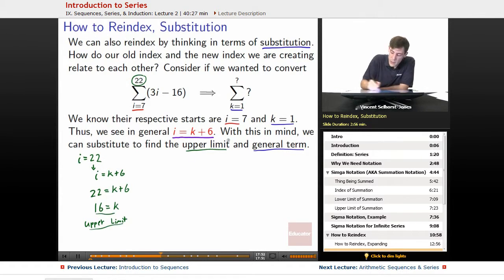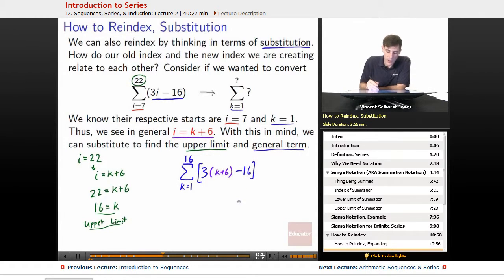All right. So at this point, we can now write our sigma with an upper limit of 16 and the lower starting index at k equals 1. Now, what is it going to wind up being? Well, here it was 3i minus 16. So what is our i in terms of k? Well, i is k plus 6. And then we continue on with the rest of it, minus 16. So we've substituted out the i for the k plus 6 into what i was in our initial version of the sigma notation.